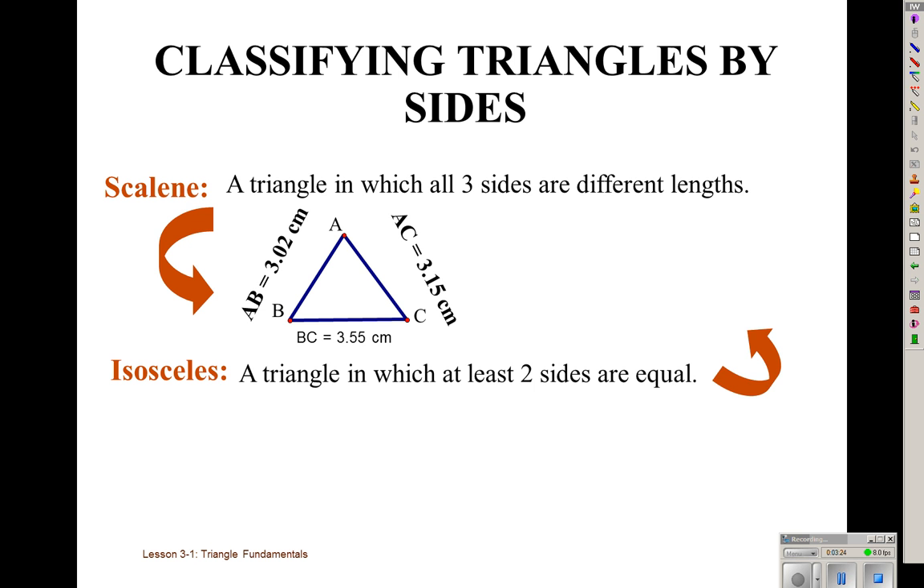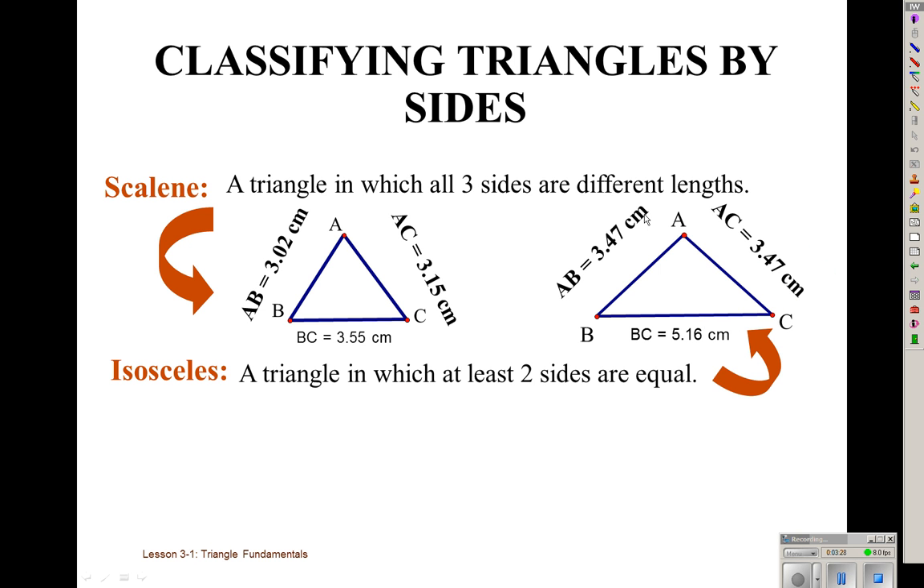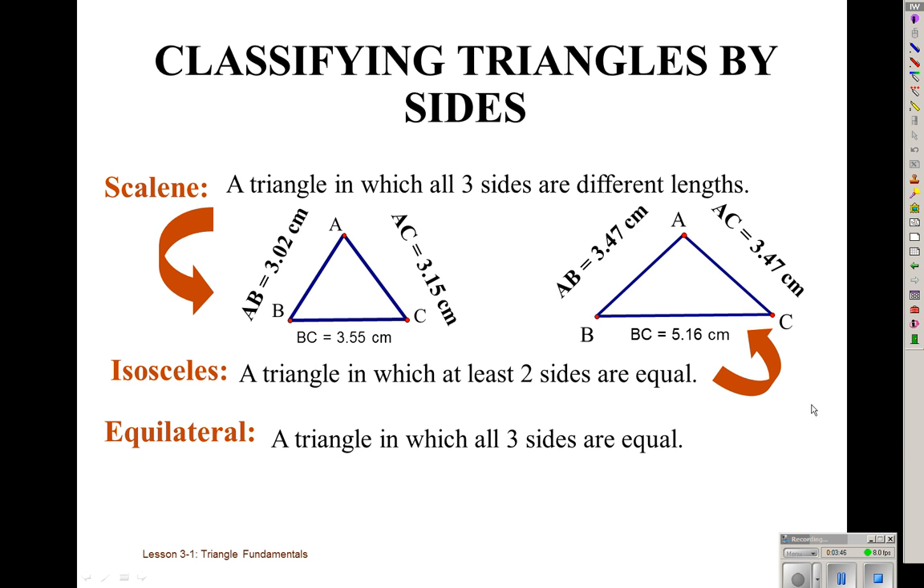If at least 2 sides are the same, then it's isosceles. In this triangle here, 2 sides are the same length, so it's isosceles. Notice it says at least 2 sides, so if all 3 sides are the same, it's isosceles as well. But even more specifically, if all 3 sides are the same, you also call it equilateral. So if all sides are different, it's scalene. If 2 are the same, it's isosceles. And if 3 are the same, it's equilateral and isosceles.